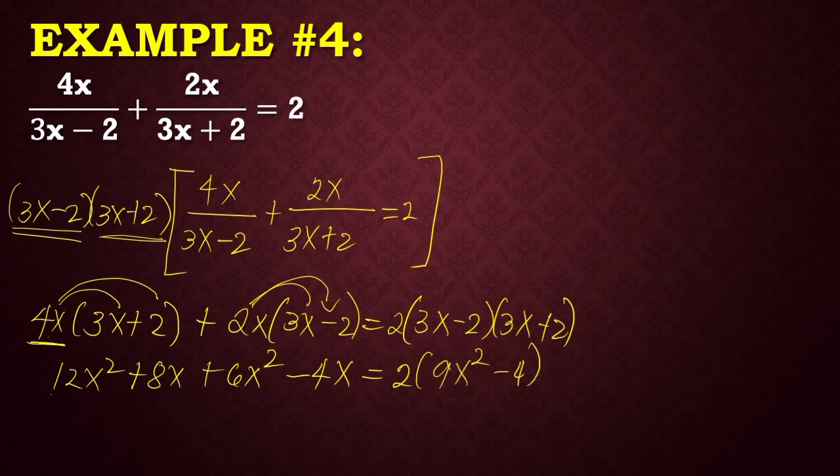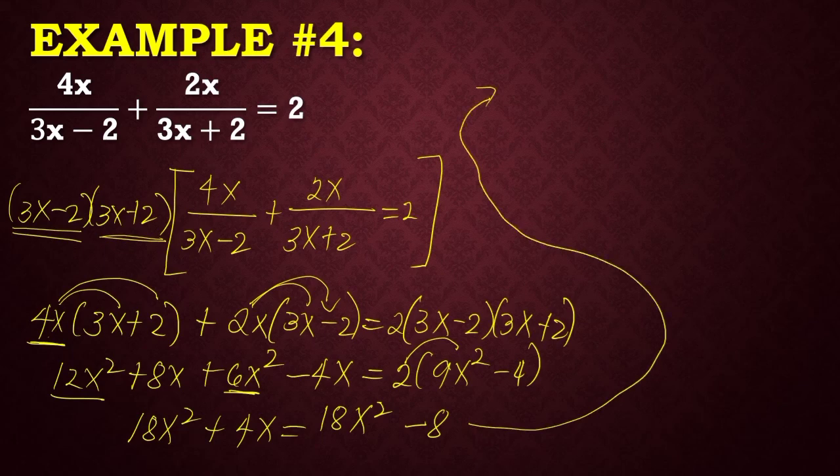Next, combine natin yung 12x squared tsaka 6x squared, tsaka 8x tsaka negative 4x. So 12x squared plus 6x squared, that is 18x squared. 8x minus 4x, that is 4x, is equal to 2 times 9x squared, that is 18x squared, minus 2 times 4, 8. Okay, next. So, ayan, pasensya na kayo sa magulong sulat. So, magiging 18x squared minus 18x squared plus 4x is equal to negative 8.